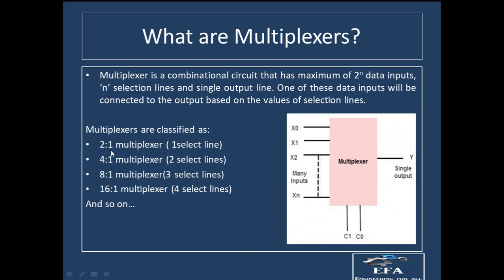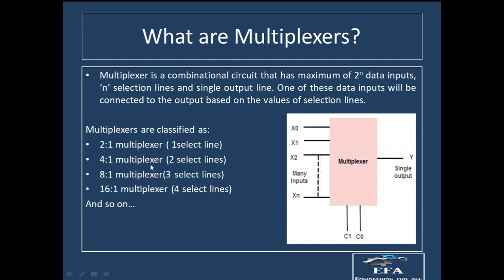The ratio over here you can see is, let's suppose you're having 2 is to 1. The first number, that is 2, indicates the number of input lines, and 1 indicates the number of output lines. Similarly, in 4 is to 1, the number of input lines is 4 and the number of output lines is equal to 1. 8 is the number of input lines in the third case and 1 is the number of output lines, and 16 in the fourth case, and so on for the next one also.